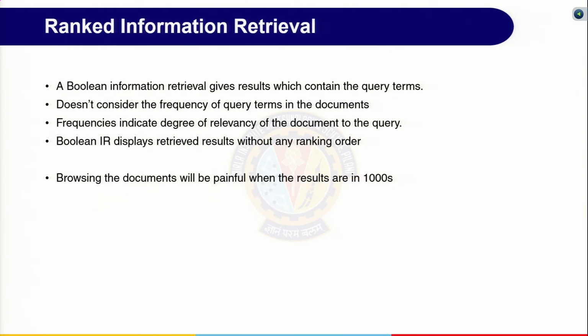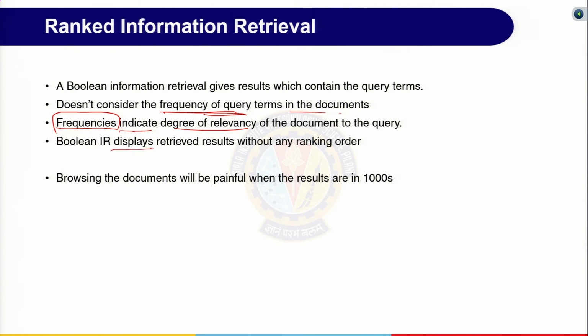However, this only says whether the words are in this document or not. It doesn't give you a ranking of all the results. It doesn't consider the frequency of the query terms in the documents. What if there is a document which talks about India a lot, but the other document that I suggested only mentions India once? So I want to understand how frequently these query terms are being talked about in the documents so that I can rank them. The frequencies indicate the degree of relevance. This is a very important criterion for me to rank my resulting documents.